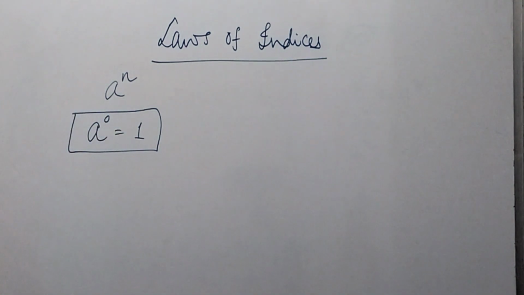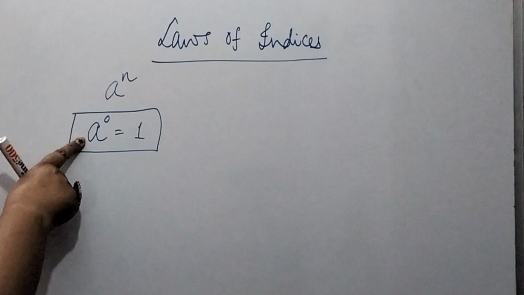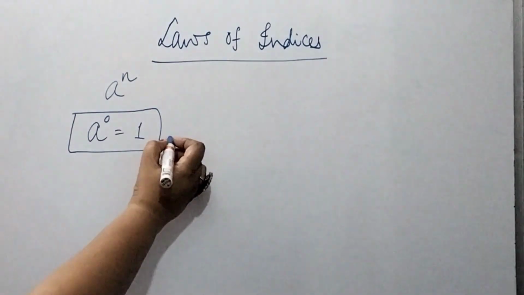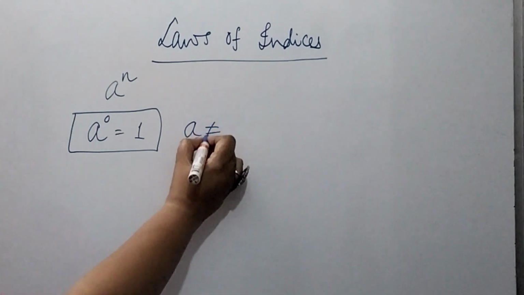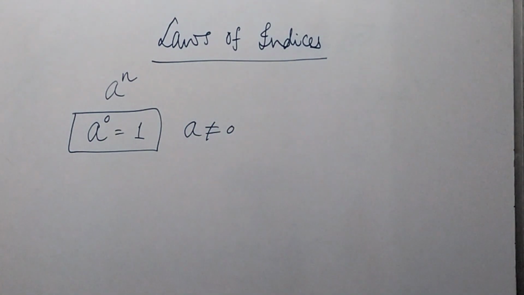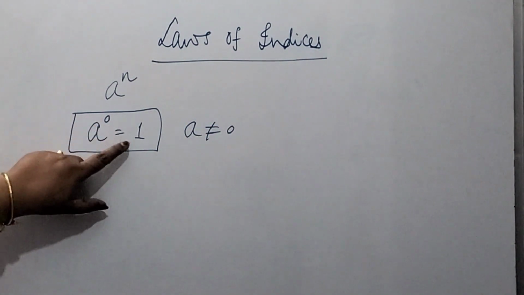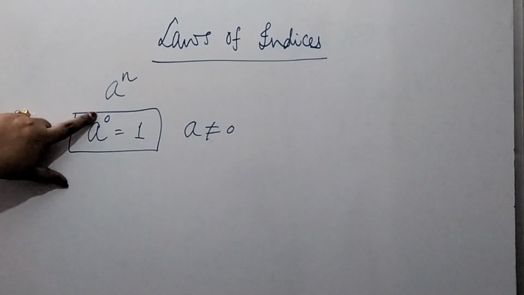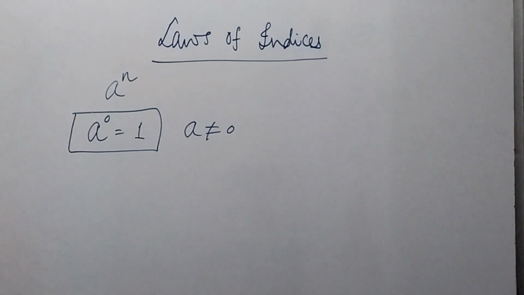Here a very important thing must be remembered: a may be any real number but should not be equal to 0. So the condition here is a not equal to 0, right? Because 0^0 is undefined. So any non-zero real number with the power 0 has the value 1. Now, considering this particular rule, we can derive another law.